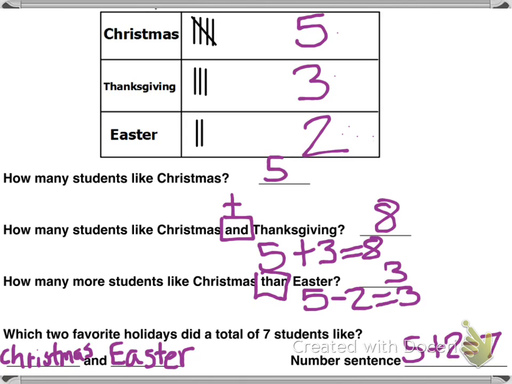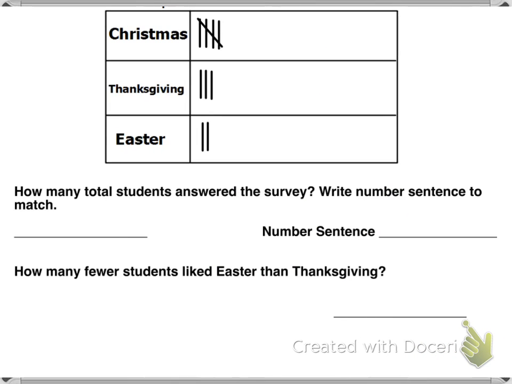So now looking at the next set of questions. This is the same graph with the same data, but it has a few more questions that we need to answer. The next one says, how many total students answered the survey? It says to write the number sentence to match.